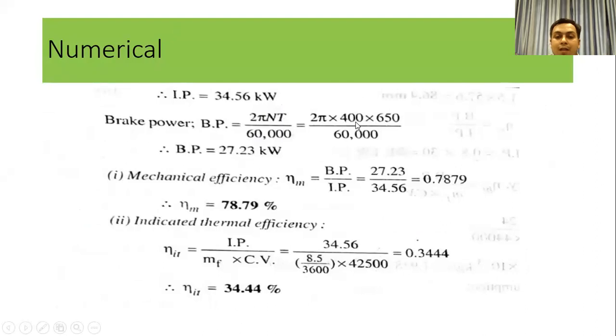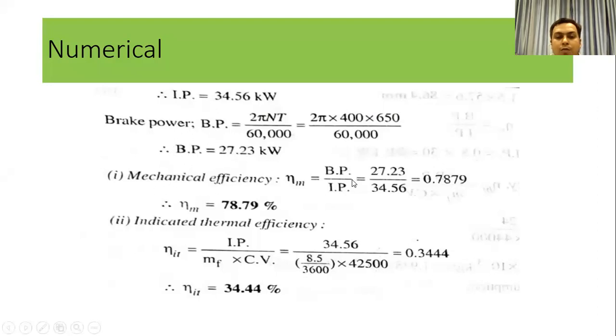Brake power, the formula for the brake power is 2 pi N T by 60,000. 2 pi is constant. 400 rpm is given. Torque is already given. Otherwise you need to apply the formula T equals W minus S into R B, and R B equals D plus d divided by 2. In that way we can calculate the brake power.